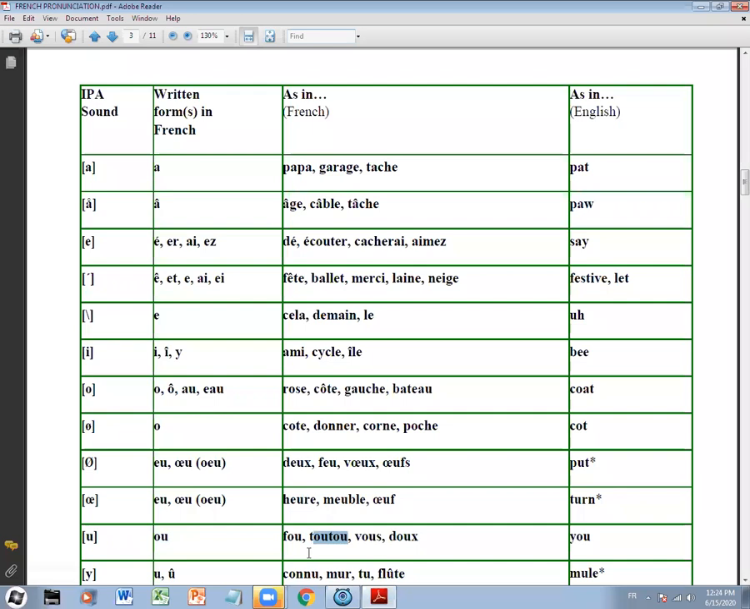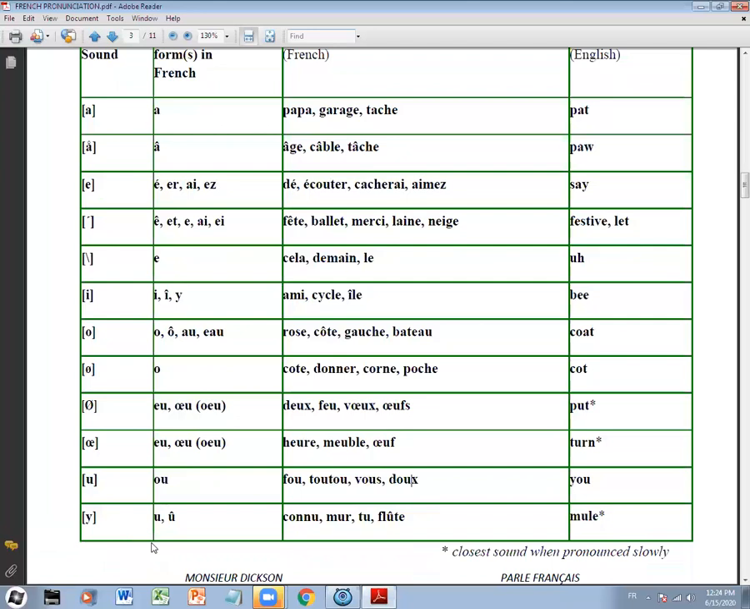Pardon? It is tutu. Tutu, yes. So sometimes you know the language you already speak, like I know you speak German. So don't bring the German accent into French, eh? Yes, I understand what you're saying. So we say fou, we say tutu, we say vous, we say do.